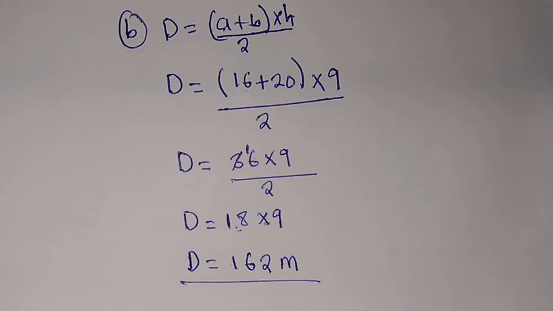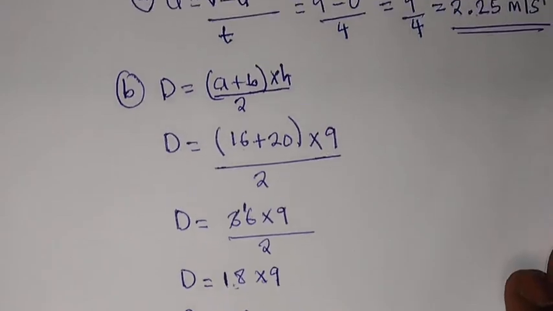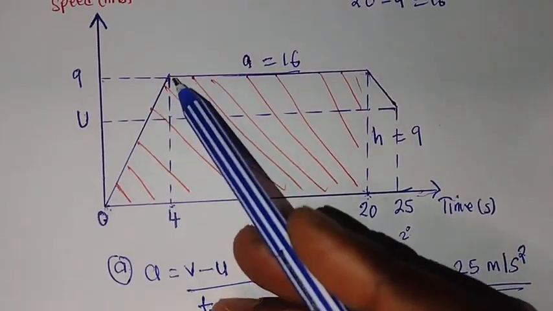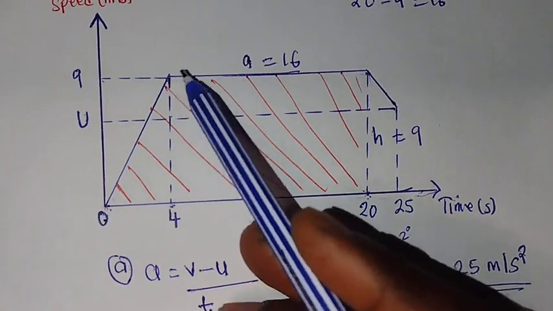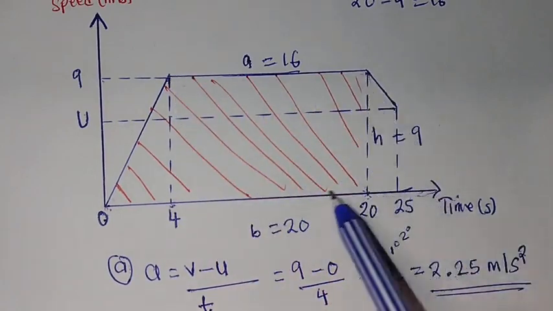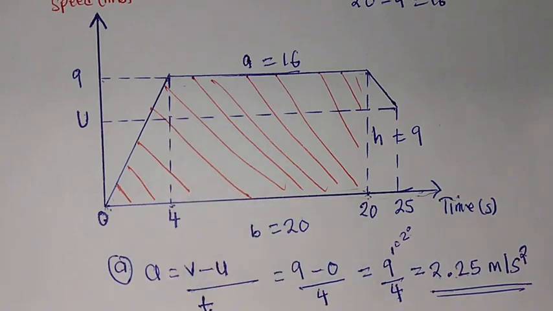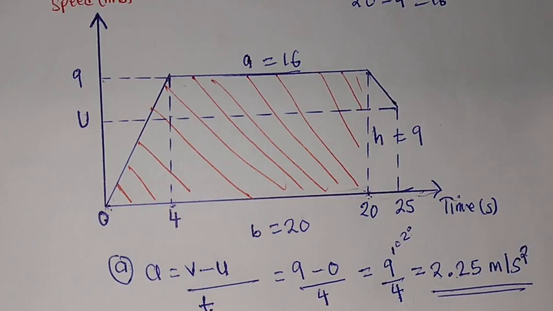So I hope that it's clear. If you want, you can use the other method of finding the area of this triangle, then you add with the area of this rectangle. It will give you the same value. So let us look at our last question.